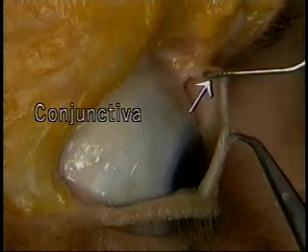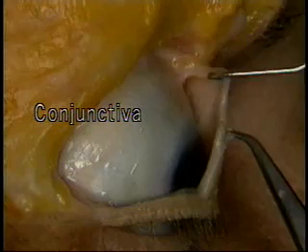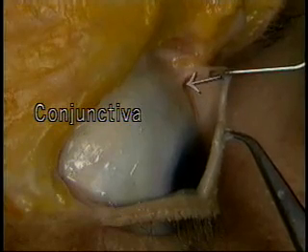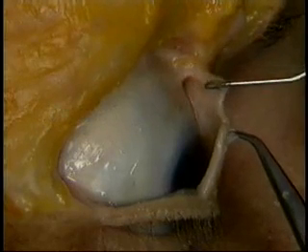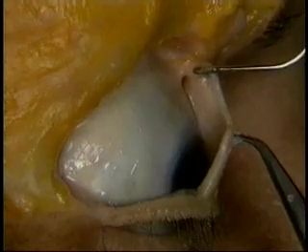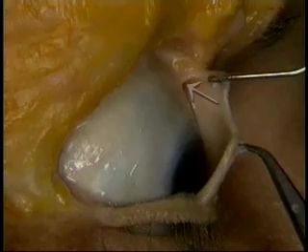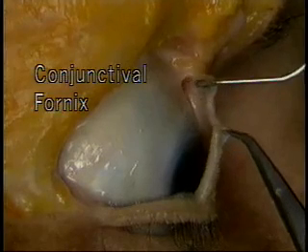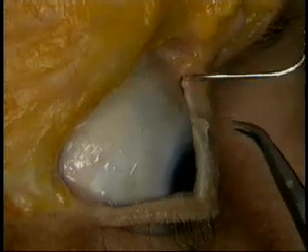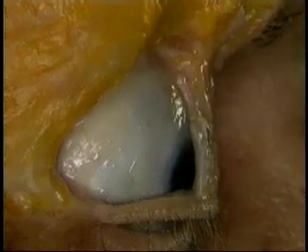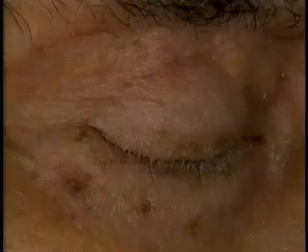This is the conjunctiva. Conjunctiva also covers the front of the sclera. The conjunctiva that covers the sclera, the bulbar part, and the conjunctiva that lines the lid, the palpebral part, are continuous at this fold, the conjunctival fornix. The conjunctiva is continuous with the skin at the margin of the eyelid.